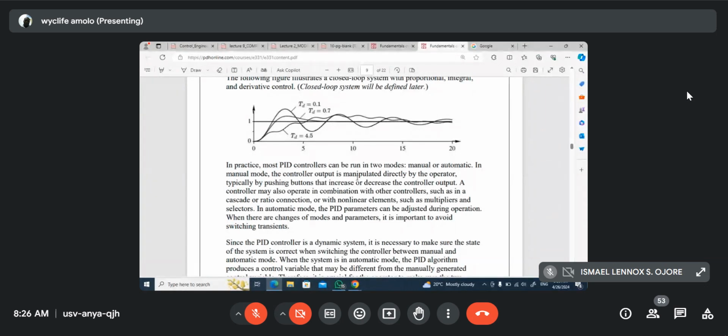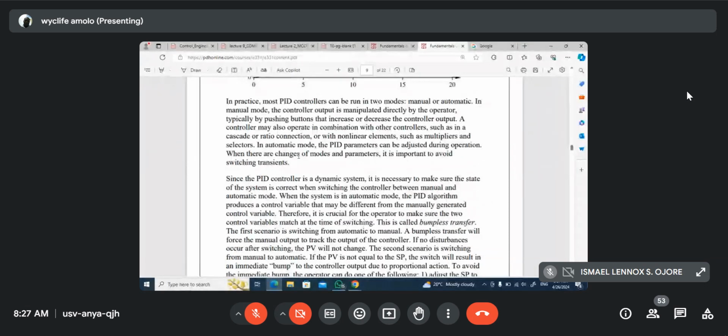In manual mode, the controller output is manipulated directly by the operator, typically by pushing buttons that increase or decrease the controller output. A controller may also operate in combination with other controllers, such as in a cascade or ratio connection, or with nonlinear elements such as multipliers and selectors. In automatic mode, the PID parameters can be adjusted during the operation. When there is a change in modes and parameters, it is important to avoid switching transients.